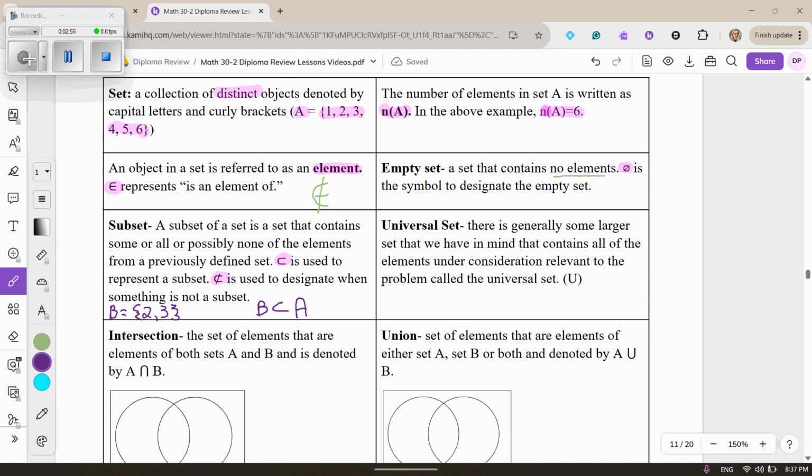Next up, we have the universal set. It says there is generally some larger set that we have in mind that contains all of the elements under consideration relevant to the problem, called the universal set. So when we're dealing with Venn diagrams, the universal set is all of the elements within the Venn diagram.